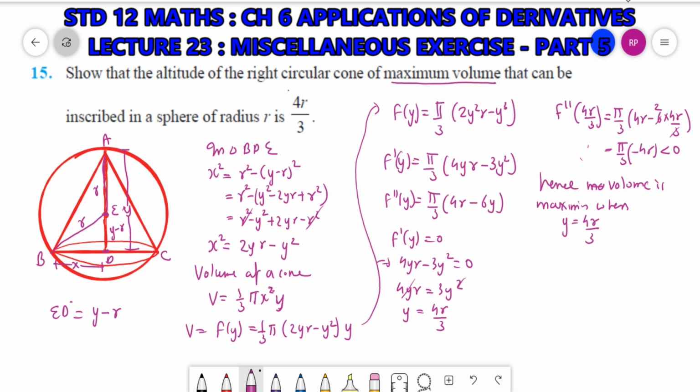Hence, what was y? Height, that is altitude. Hence the altitude y is equal to 4r by 3. Clear? So this was about question number 15. So just note it down. Now let's move to the next.